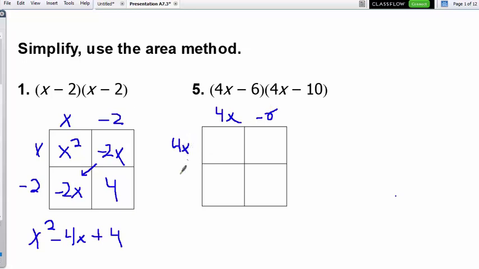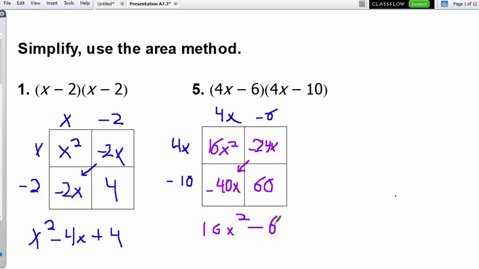But when we multiply those out in the times tables, we end up with 16x squared, negative 24, single x, negative 40x, and negative times negative is positive. Again, it's these two terms that combine. The other terms are all separate, and we like to write these in standard form. So the x squared goes first, then the x term, and finishing it off with the constant.